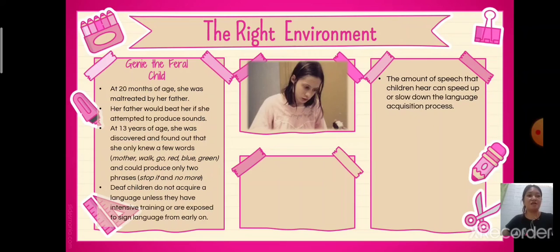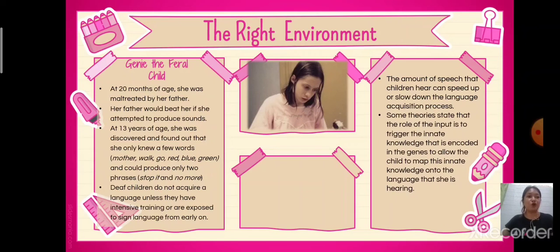We also have here the amount of speech that children hear, which can speed up or slow down the language acquisition process. How much you talk to your child determines how much the child will learn. For example, if you only talk to them once in a while, maybe they will develop shyness, or whenever they speak you say, "No, that's not right." Instead of being vocal, the child will just shut up.